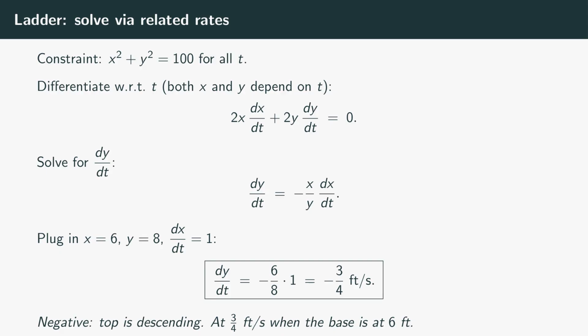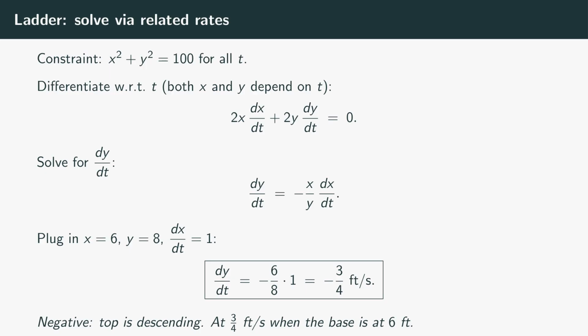The constraint is Pythagorean, x squared plus y squared equals 10 squared, which is 100. This equation holds at every moment in time, so we can differentiate it with respect to t. Left side, derivative of x squared with respect to t is 2x times the derivative of x with respect to t, by the chain rule, because x depends on t. Similarly, derivative of y squared with respect to t is 2y times the derivative of y with respect to t. Right side, derivative of 100 is 0.